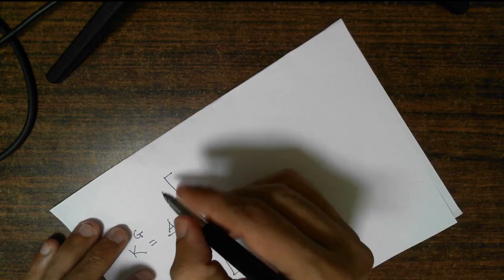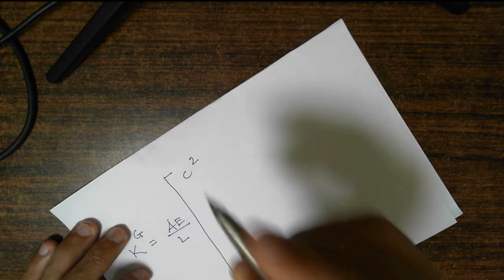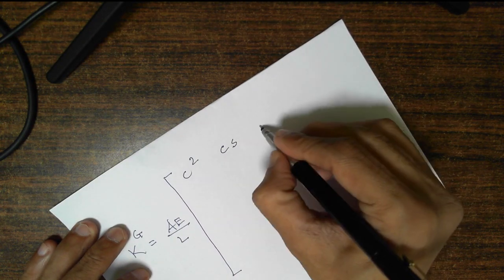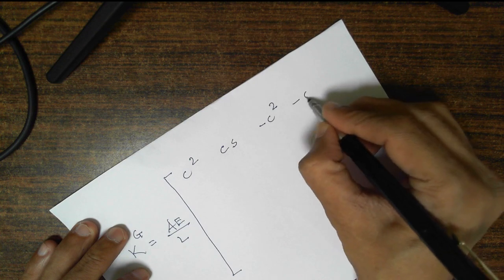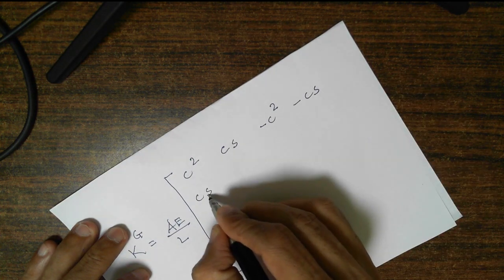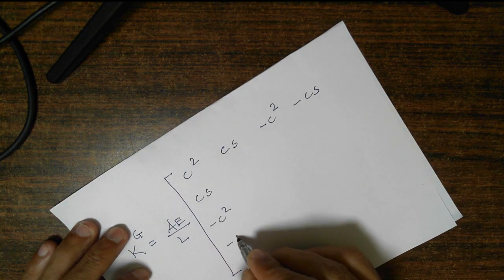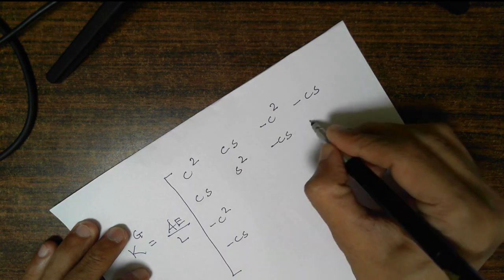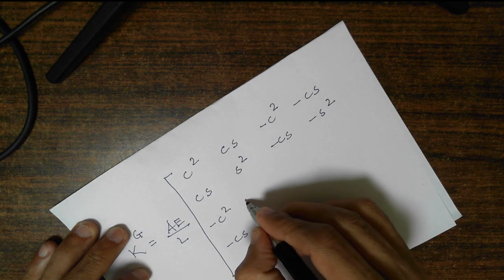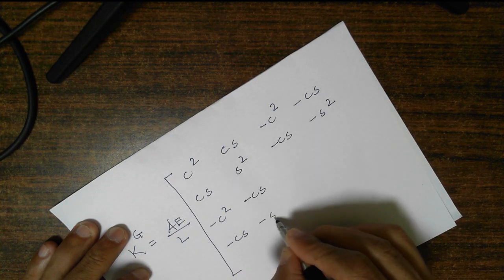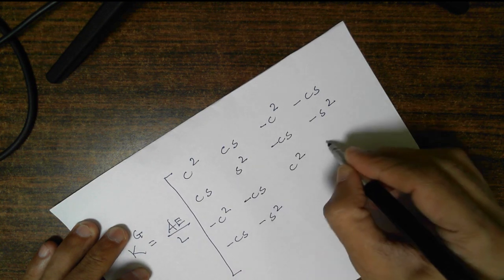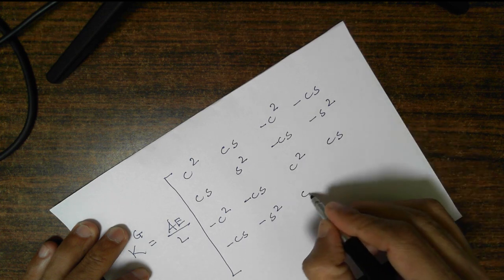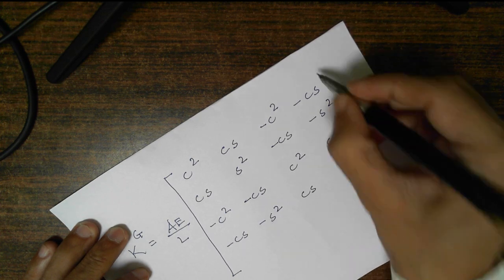That is equal to: C square, CS, minus C square, minus CS; same in the column, S square, minus CS, minus S square; C square, CS; S square.